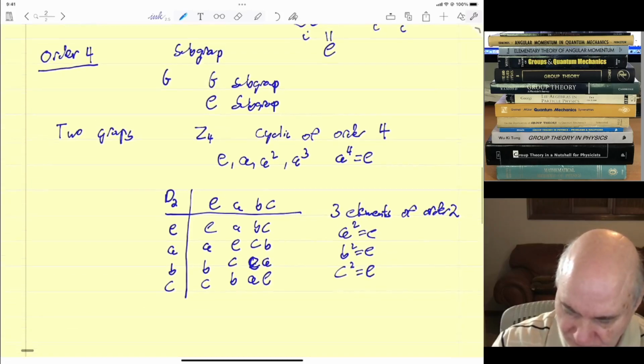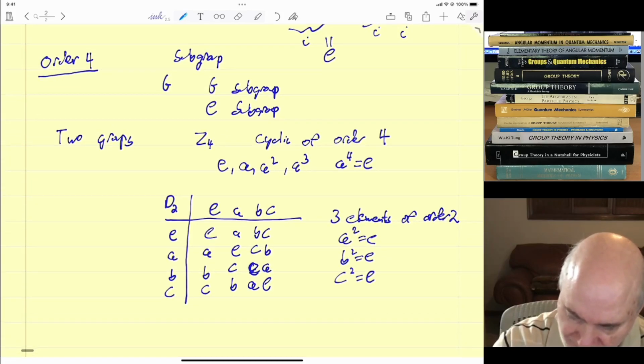Whereas the cyclic group of order 4 has only 2 elements of order 2.